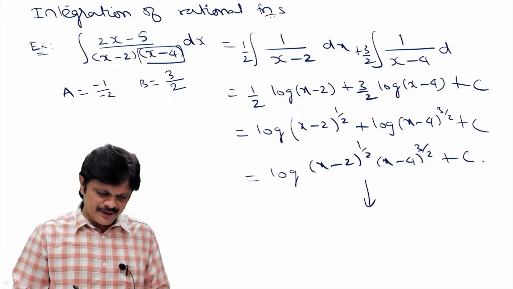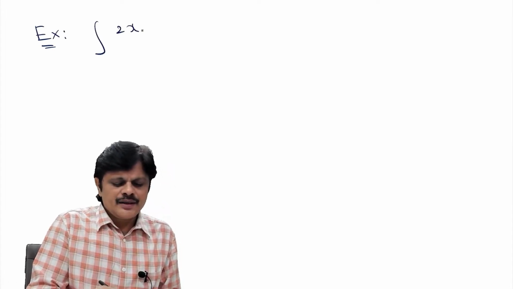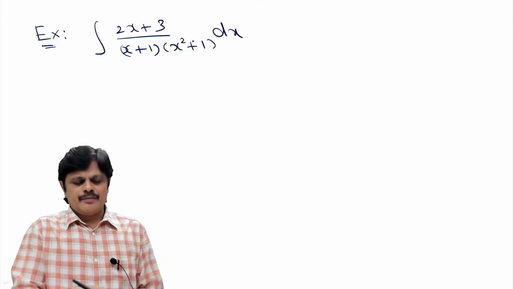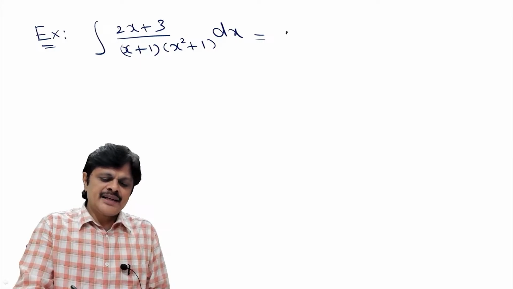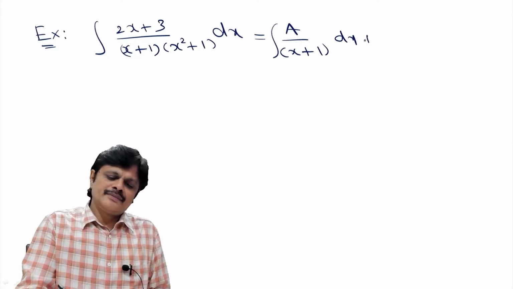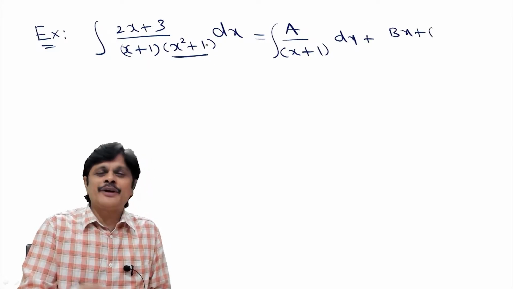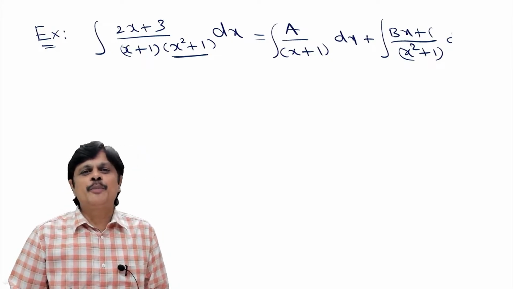Okay, so this is the simple idea. Let us take one more example. Integral 2x plus 3 by x plus 1 into x square plus 1 dx, because x square plus 1 here is an irreducible polynomial. For this, the idea is a by x plus 1 dx plus bx plus c by x square plus 1 dx. For this quadratic irreducible factor, we write bx plus c in the numerator. We need to find b and c values. So this is how we need to divide into partial fractions.